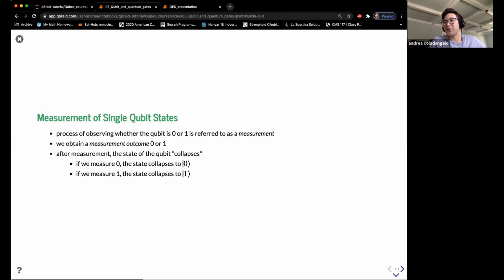So when you perform a measurement, you obtain an outcome, either 0 or 1. And after the measurement, this is the rule: the state of the qubit collapses to ket 0 if we got the outcome 0, and it collapses to ket 1 if we got the outcome 1.